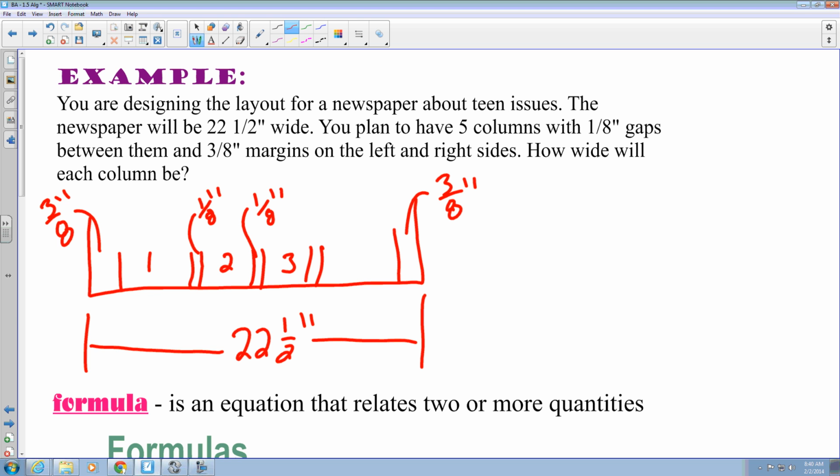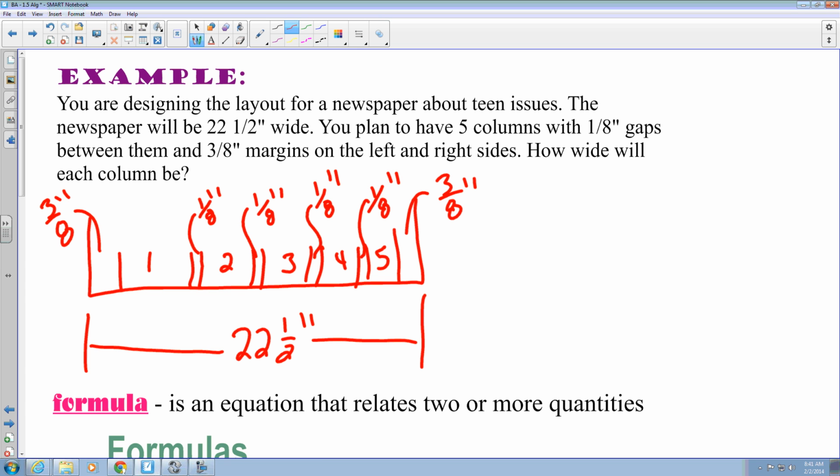3, 1/8 inch gap. 4, 1/8 inch gap. And this is 5. All right, it's not quite to scale, but I apologize. But you got an idea of what it's supposed to look like.